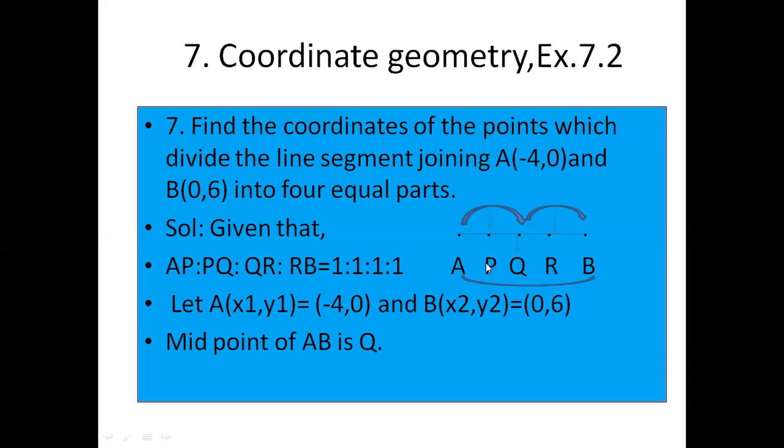So here, to get the points P, Q and R, first we must find the point Q, because as we know, exactly the middle of A and B is point Q. So let's find the midpoint of A and B. We'll consider it as Q, which we already marked as Q. So the midpoint of AB is Q, and A we will assume as x1 y1 that is equal to minus 4 comma 0, and B we will assume as x2 y2 that is equal to 0 comma 6.